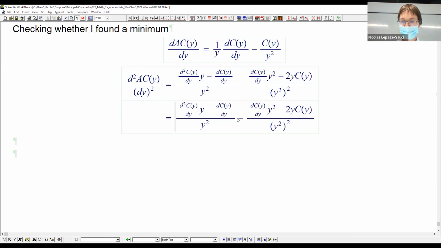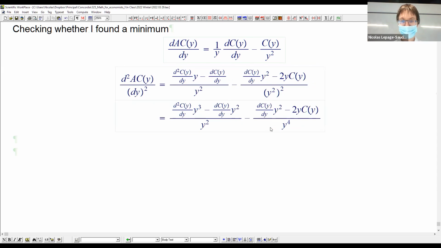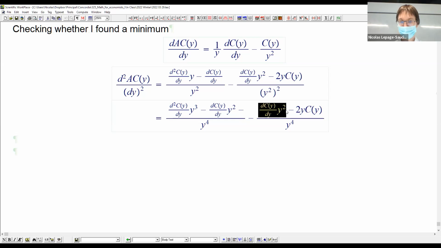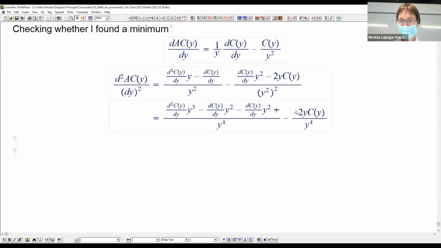So let's set everything under the same denominator, y to the fourth. So here I would multiply by y squared, minus this, plus this.